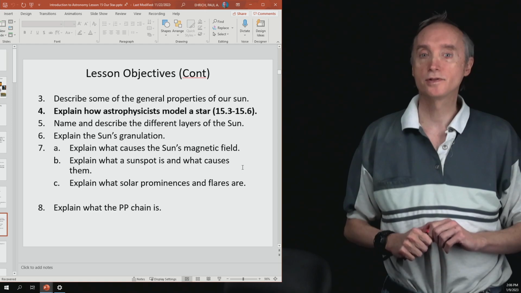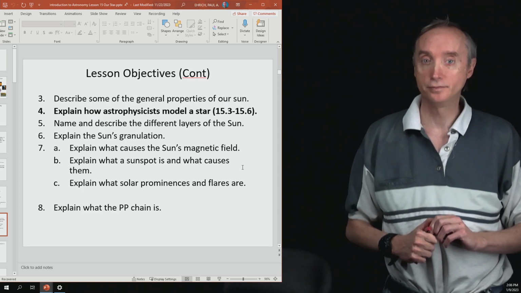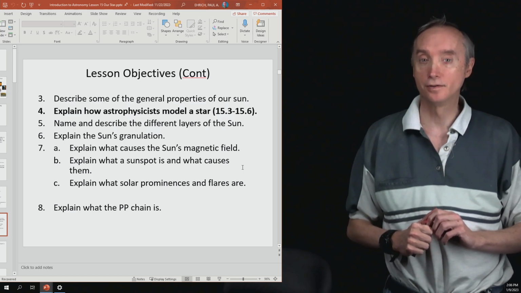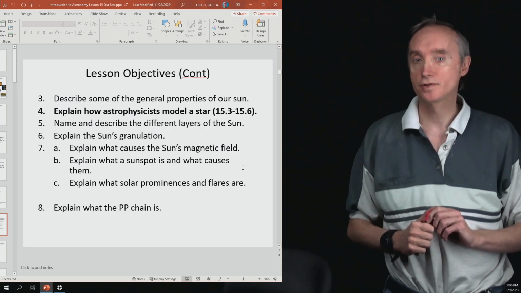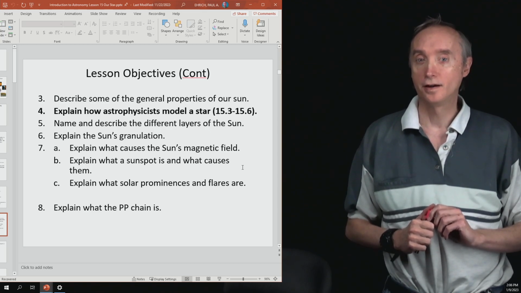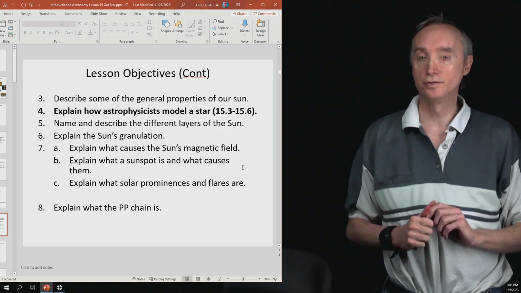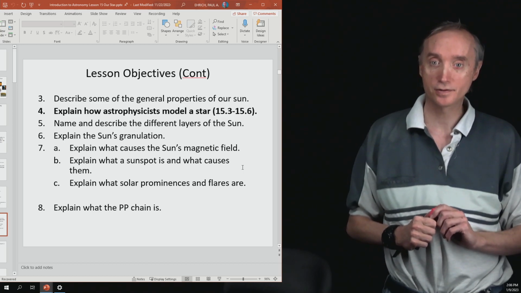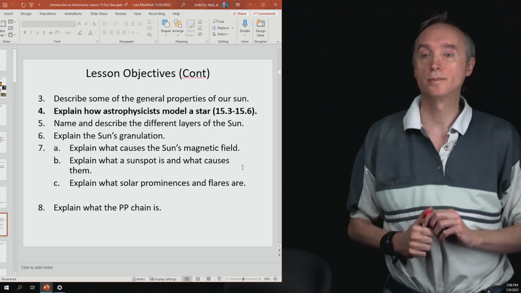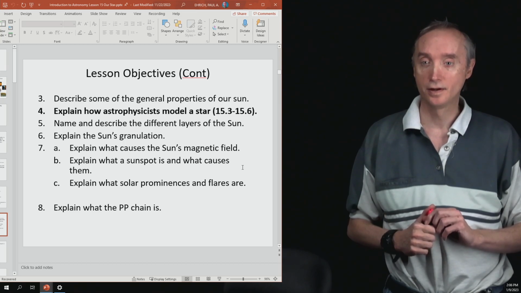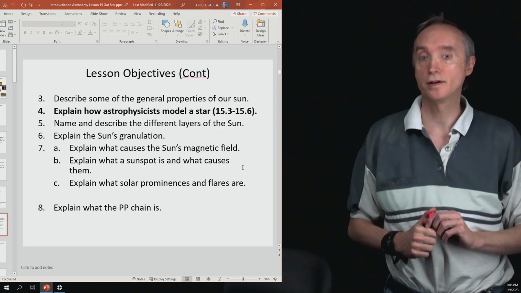We're going to describe some of the general properties of our sun, explain how astrophysicists model the inside of a star, name and describe the different layers of the sun, explain the sun's granulation, explain what causes the sun's magnetic field, how they produce sunspots, and then what solar prominences and flares are. And then finally, we're going to talk about what the PP chain is, how a star converts protons into helium as its energy source.